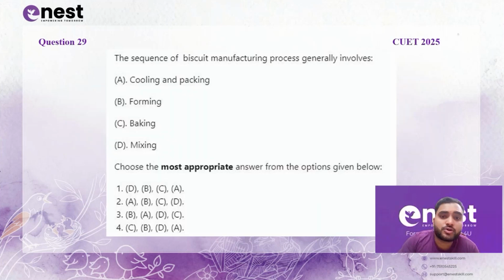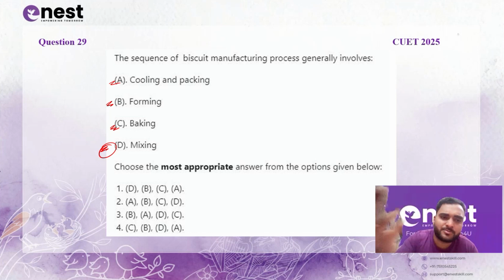Next question. The sequence of biscuit manufacturing process generally involves the following steps. Let's see the options: cooling and packaging, forming, baking, and mixing. Obviously, you need to first of all mix, then you will go for forming, then you will go for baking, and then you will go for cooling and packaging. I think the names are quite simple.